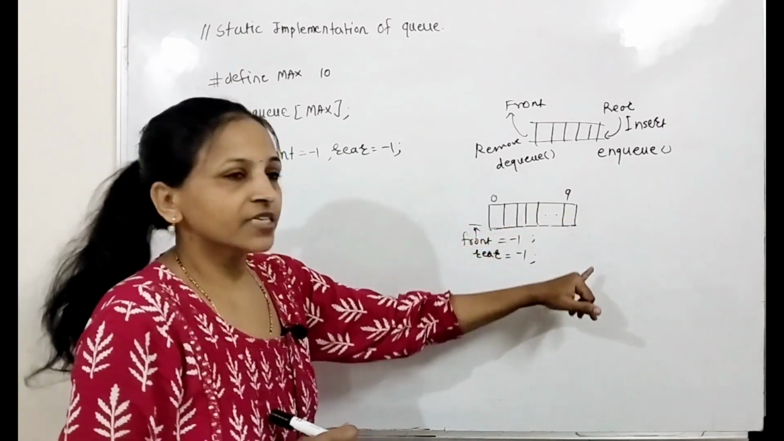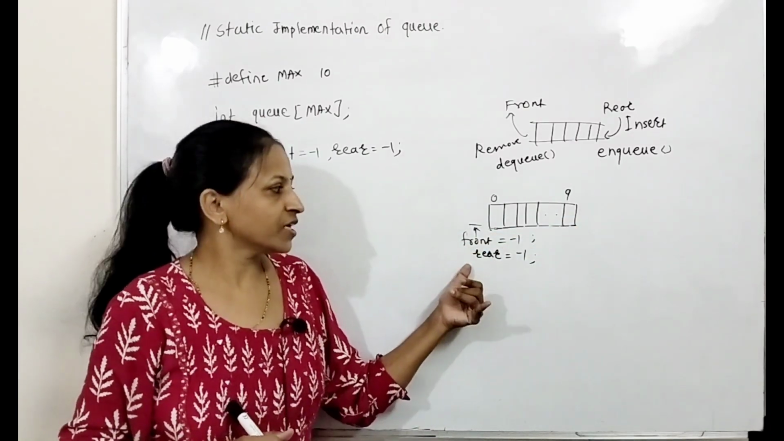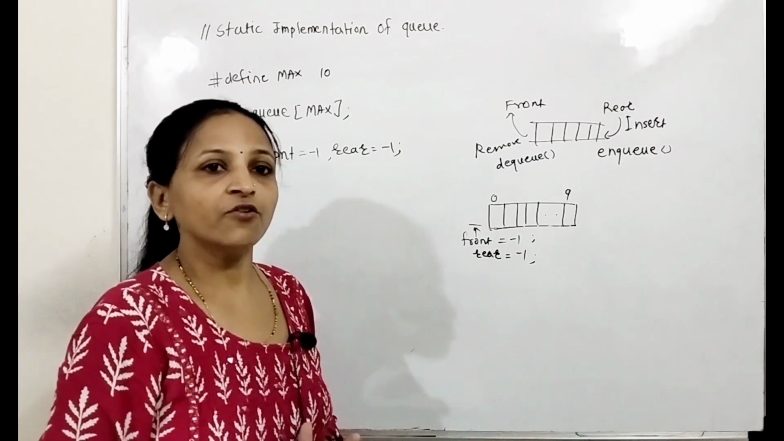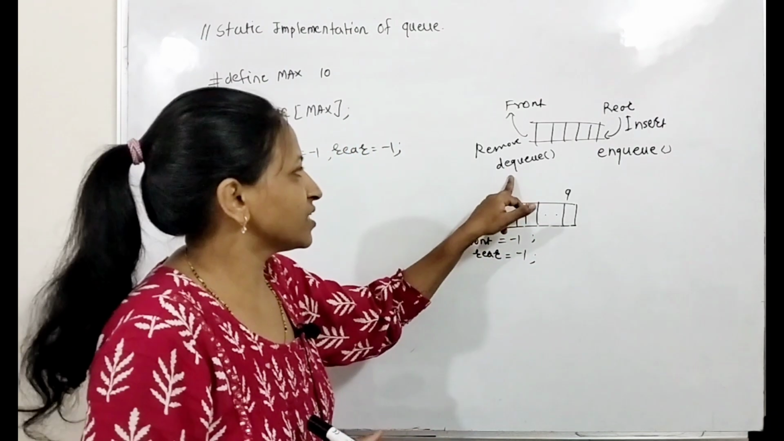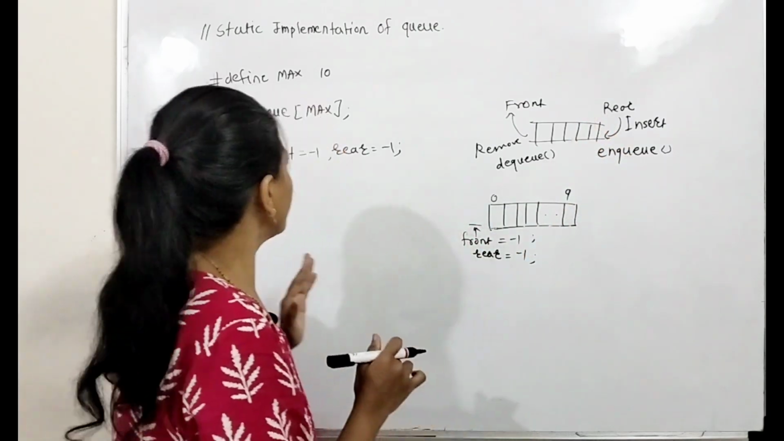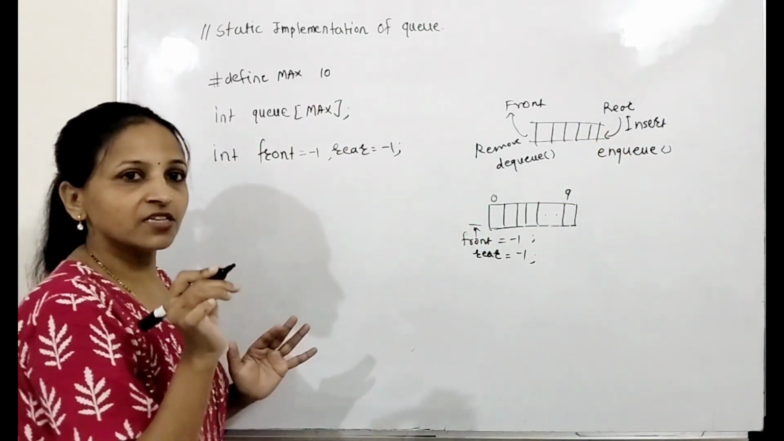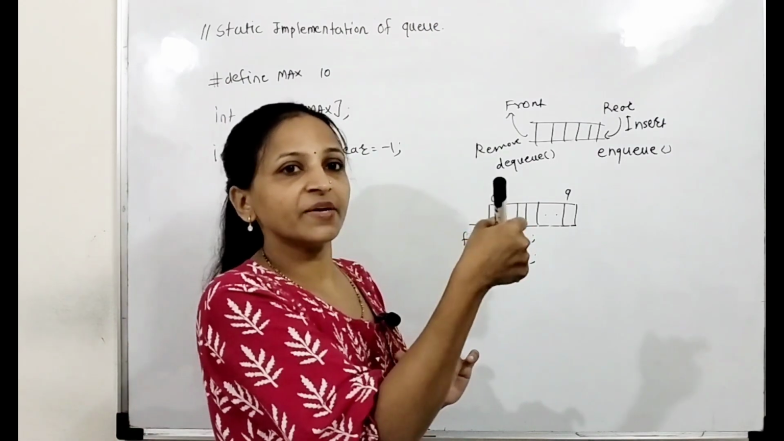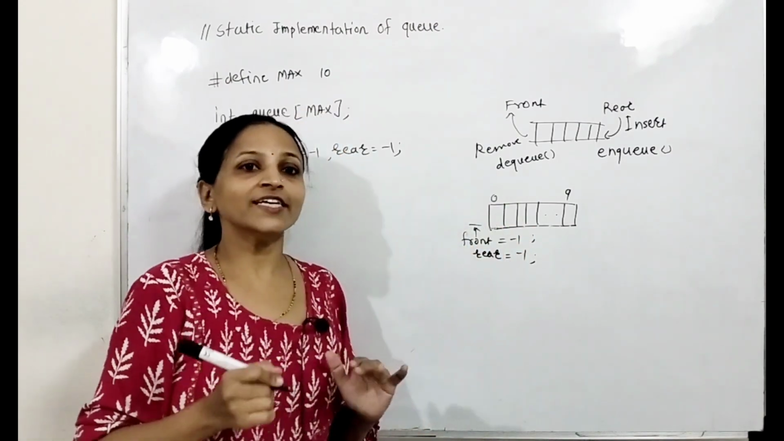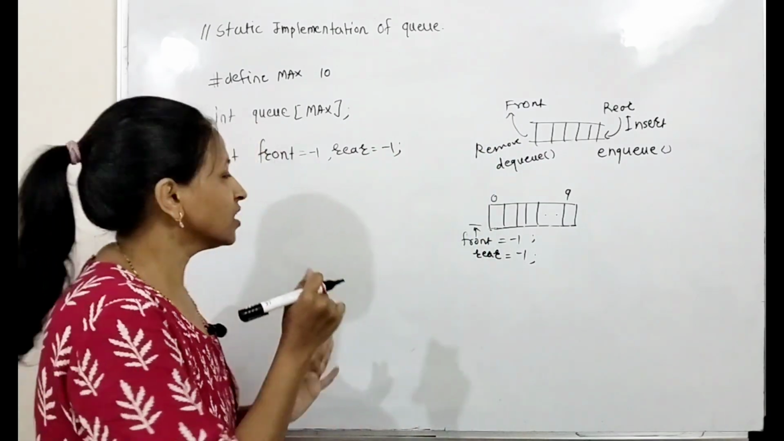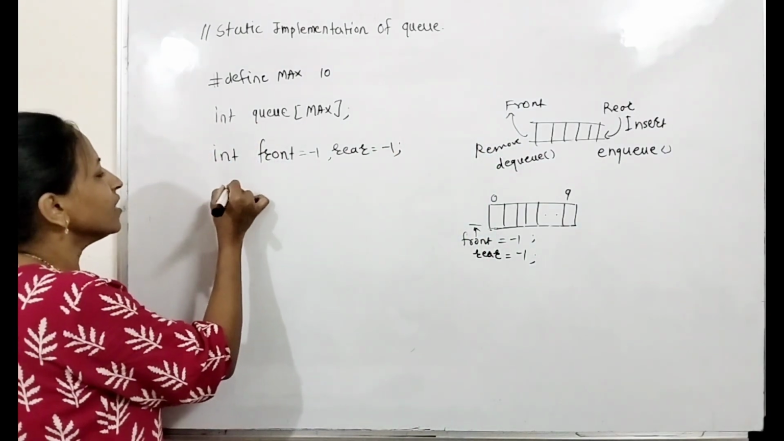Now we have created this array and declared two variables, front and rear, both initially -1. Now we have to do the enqueue operation first. Enqueue means inserting element inside queue. First we will declare the function like this. Enqueue means we are just inserting element inside queue, so there is no return statement, nothing we are returning from that function. That's why the return type will be void.